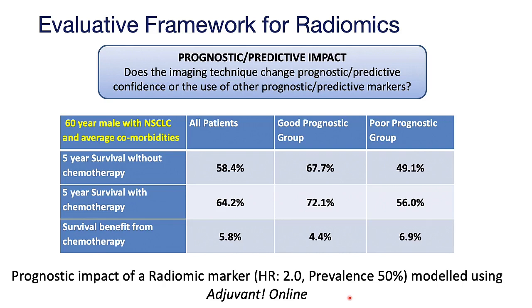And this is an example I've used of a hypothetical radiomic model with a hazard ratio of 2 and a prevalence of 50% for patients with non-small cell lung cancer. I've modelled this using a publicly available software, Adjuvant Online, which has a factor where you can put in biomarkers. So, for example, in this particular case, we can see that the 5-year survival for all patients without chemotherapy is 58.4%, with chemotherapy is 64.2%. So the survival benefit from chemotherapy is 5.8%.